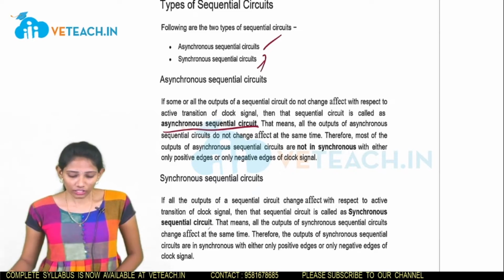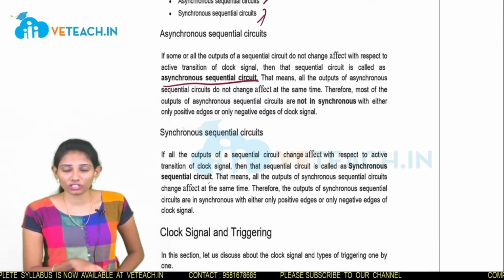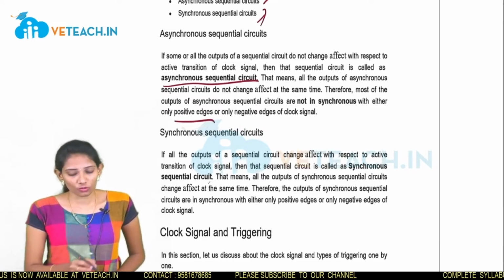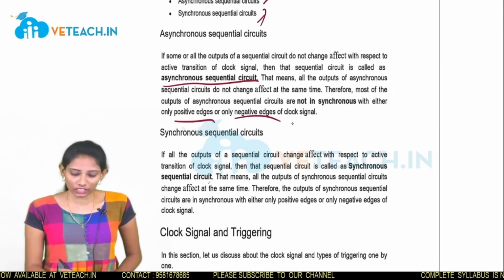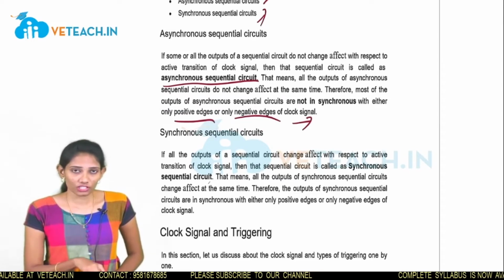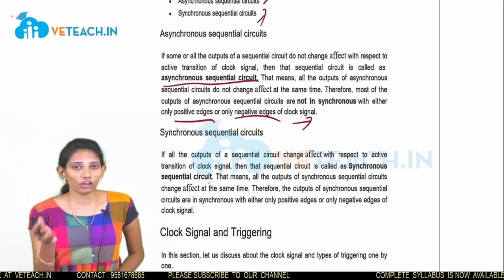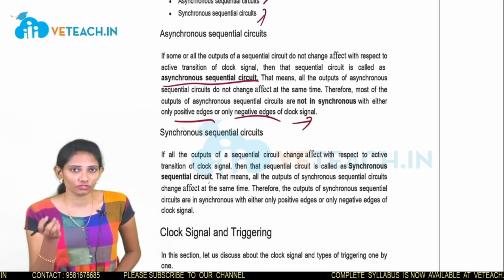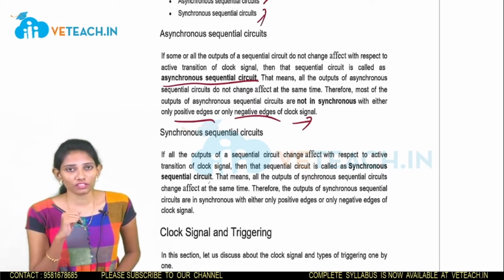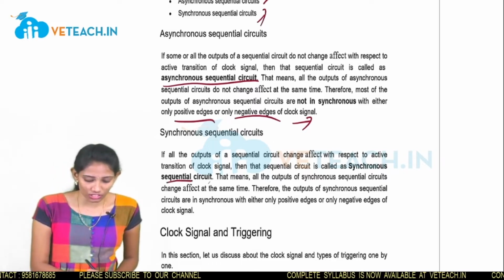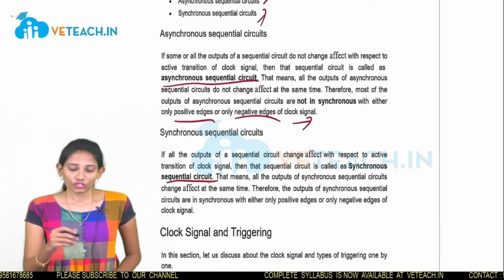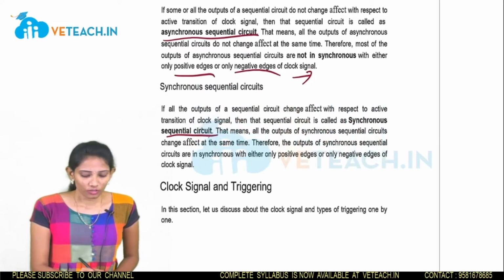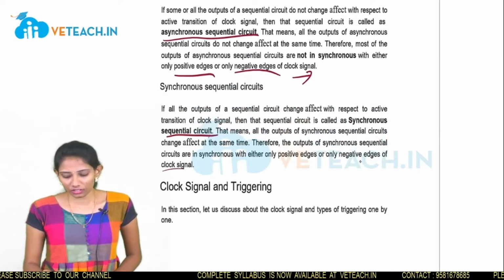Also, an asynchronous circuit is not synchronized to only positive edges or only negative edges of any clock signal. Coming to the synchronous sequential circuit, all the outputs change at the same time, that is, with the transition of the clock signal. Those types of sequential circuits are said to be synchronous sequential circuits. In a synchronous sequential circuit, it is synchronized only with positive edges or only with negative edges.